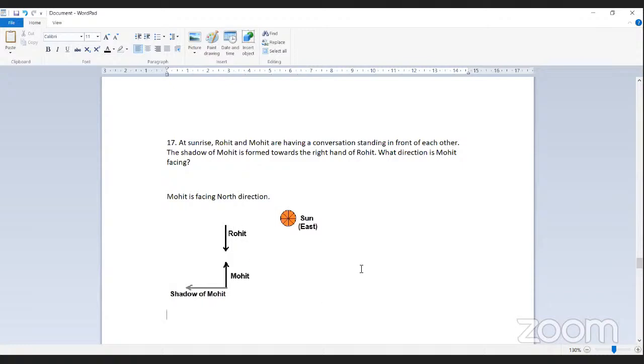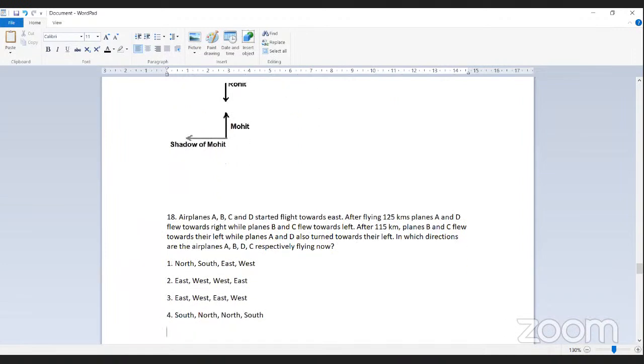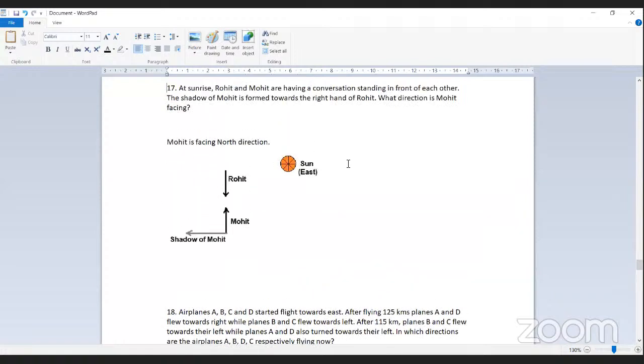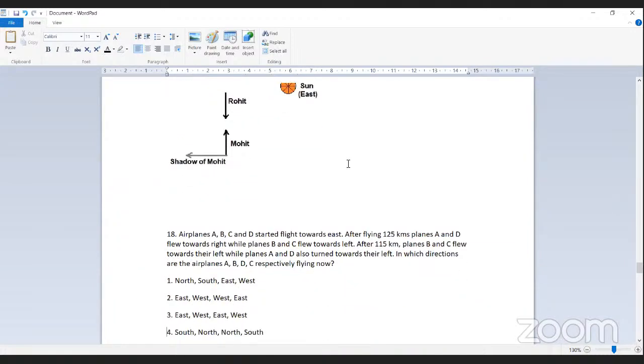Understood? Okay. This is the last question we'll do. Try this. Ma'am, initially we have to consider arbitrarily, no? Where is Rohit and where is Mohit? Yes. Okay, ma'am. Try this. This is a little interesting question. Different type of question.